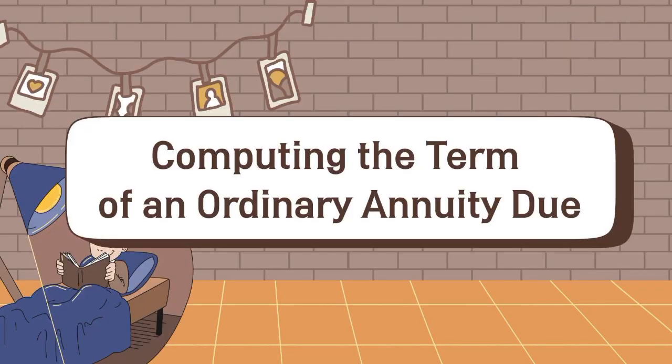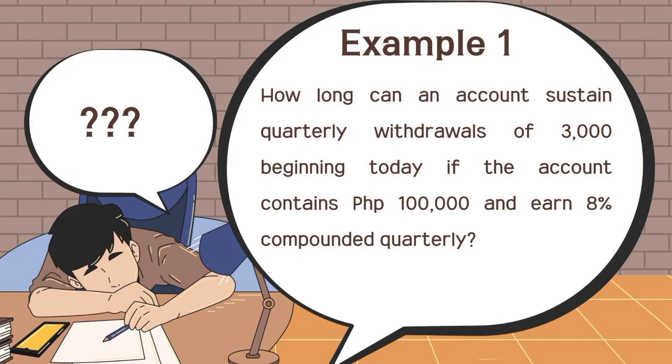Now, what about computing the term of an ordinary annuity due? Of course, we still have our example here. How long can an account sustain quarterly withdrawals of 3,000 pesos beginning today if the account contains 100,000 pesos and earns 8% compounded quarterly?